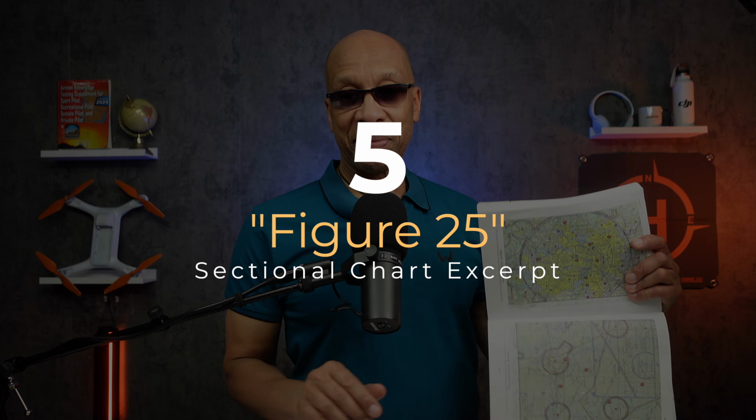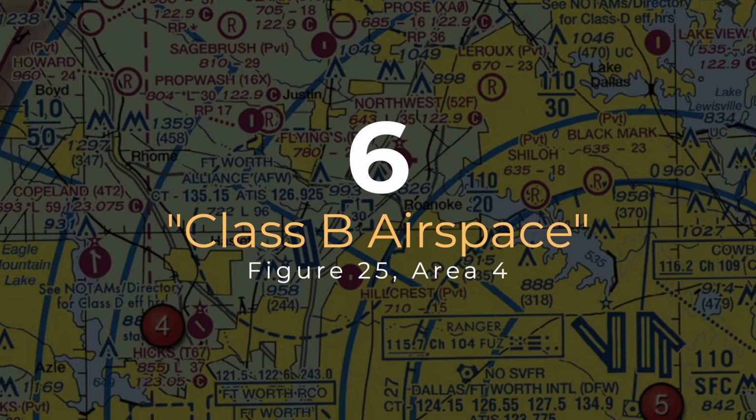Now, as promised, we're going to be going over Figure 25, particularly Area 4, Fort Worth Alliance. And I'm going to show you exactly why no one wants to explain this, because directly in the center of Fort Worth Alliance are 2 floors of Class B airspace, and nobody knows exactly how to explain which floor or which layer is the one that is directly over the airport. I say that because this is a question that came up and it's very confusing. So let's look at the chart right now so I can explain it to you.